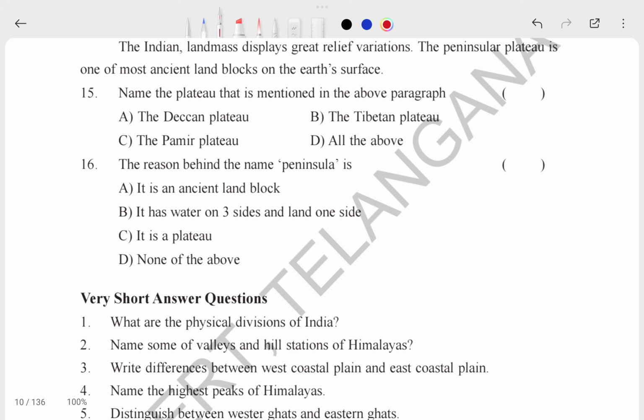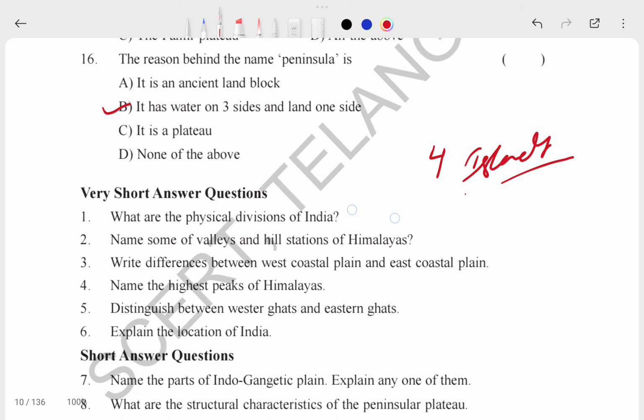It is water on three sides, so option B is correct for question 16, because peninsula means the land which is surrounded by water on three sides, and if it is surrounded by water on four sides, then it is an island. I hope you learned this in your class 10th. If you didn't learn it, don't worry, go and learn it. Right, so let's come here.